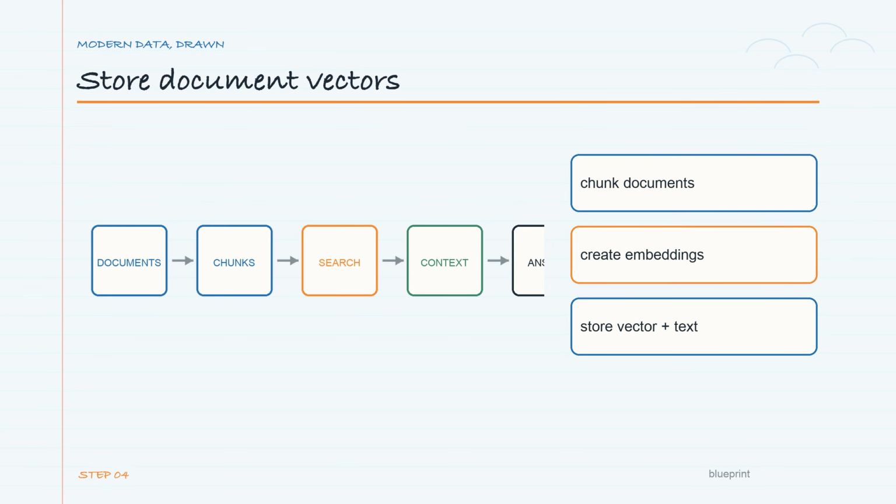With the previous step in place, the next piece becomes easier to see. A search system splits source material into useful chunks, creates an embedding for each chunk, and stores the vector together with the original text and metadata. This is the part that usually makes the whole concept click. Read the drawing from one idea to the next. Chunk documents, then create embeddings, then store vector plus text.